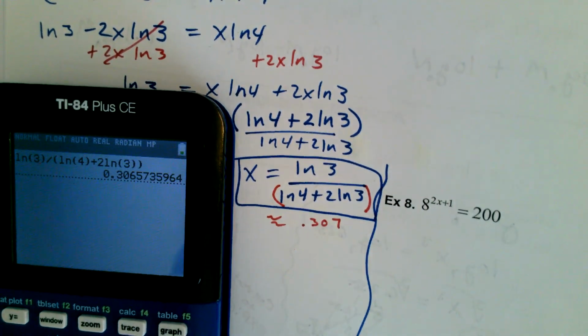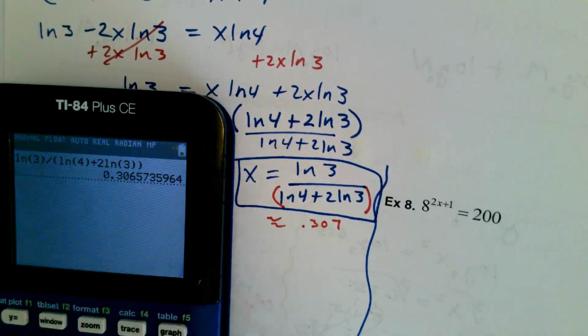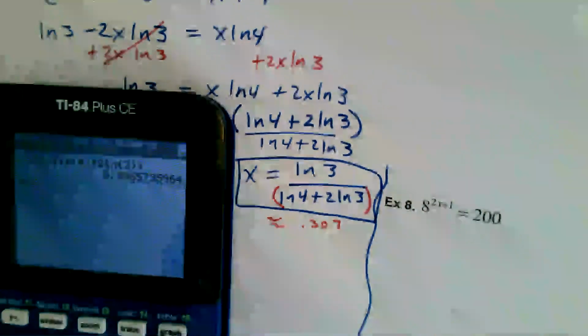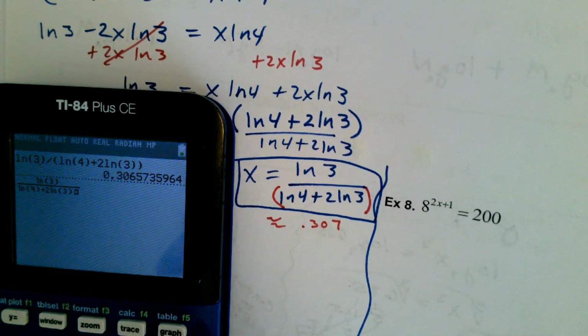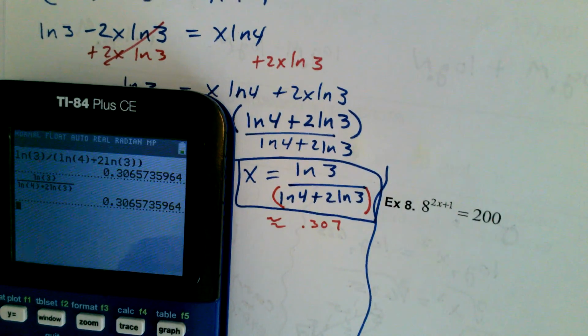Okay. You could also do alpha y equals number 1, like that if you have an 84. So natural log of 3, close it. And then on the bottom would be just natural log of 4 plus 2 natural log of 3. Just make sure you're closing these logs, and you should get the right answer.